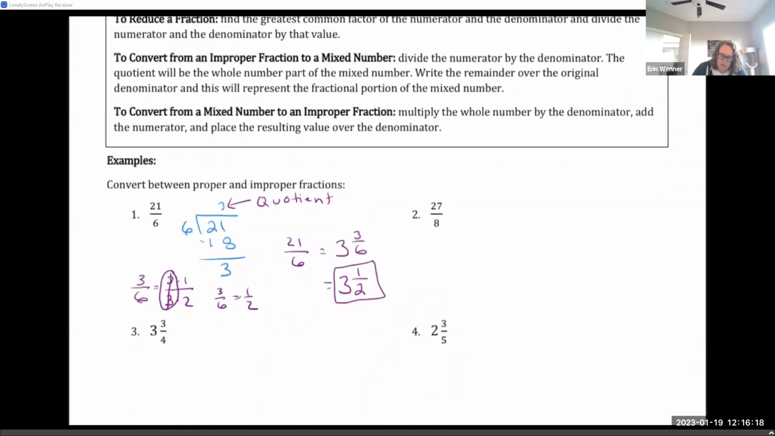If we're converting between a mixed number and an improper fraction, you're going to take the whole number and multiply it by the denominator. So 4 times 3. And then you're going to add the numerator and place the resulting value over the denominator. So 4 times 3 is 12. 12 plus 3 is 15. So the equivalent improper fraction is 15/4. So why don't you try numbers 2 and 4 and send me your answers in a direct message.